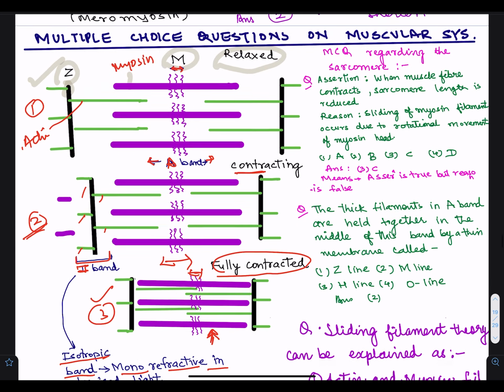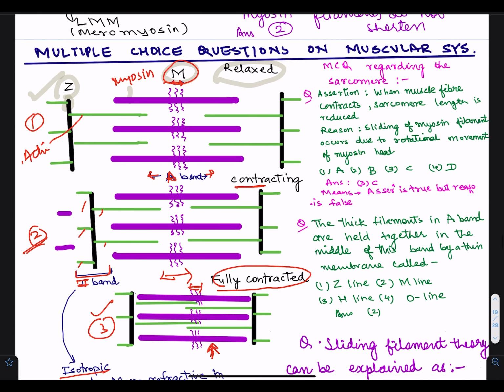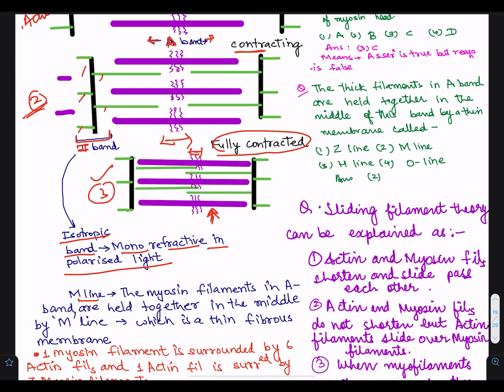And this M line has myosin filaments in the A band. They're held together in the middle. This area is known as M line. It is a thin fibrous membrane.